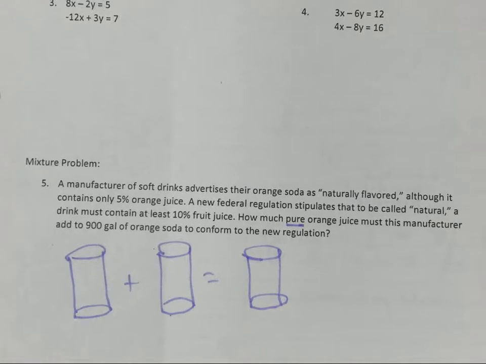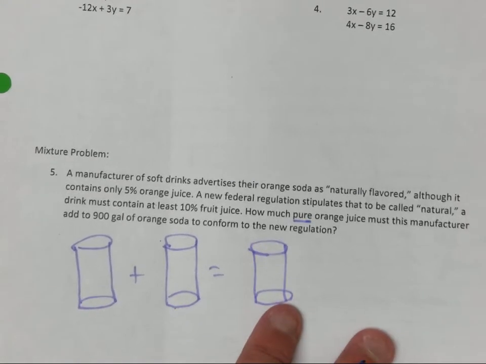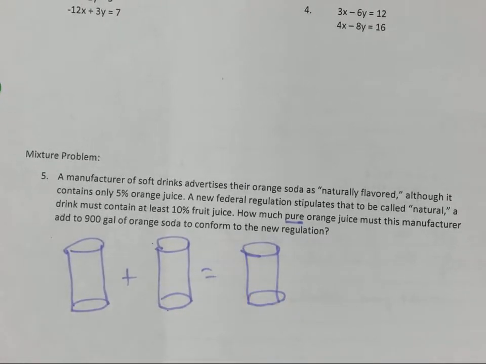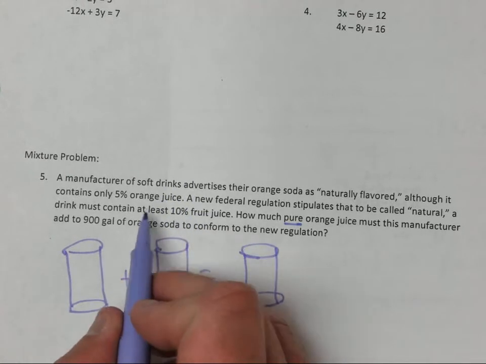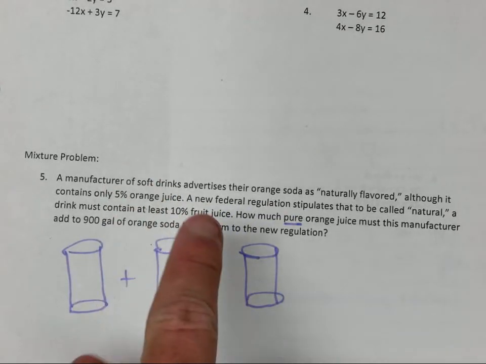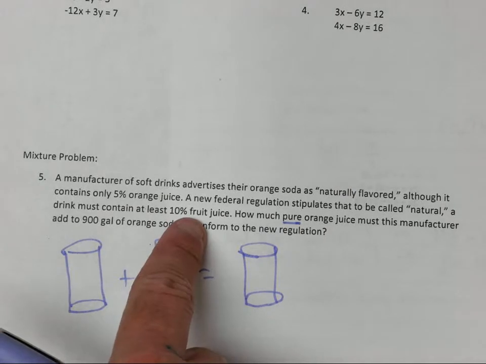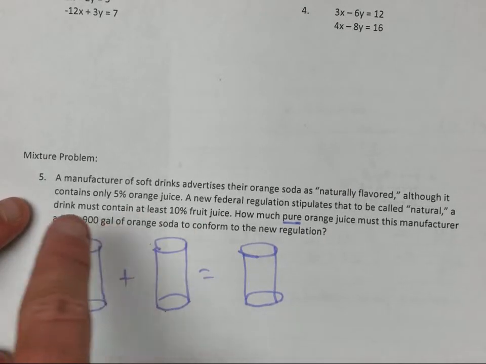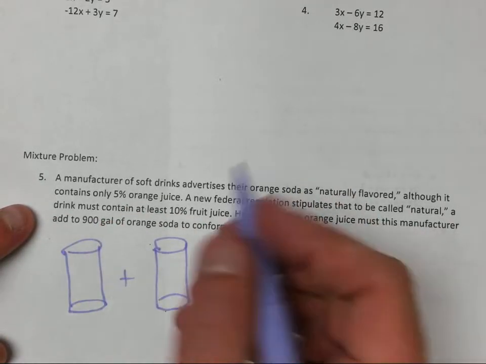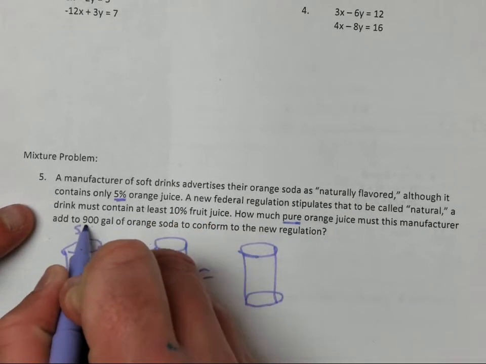Okay. So you're mixing two things to get this other one. Alright, so it says a manufacturer soft drink advertises orange sodas, so it contains 5% orange juice. So the basic problem is saying how much pure am I going to mix with this 5% to produce 10%? So go in order of your percents in the problem. 5% comes first, so I'm going to put 5% here.